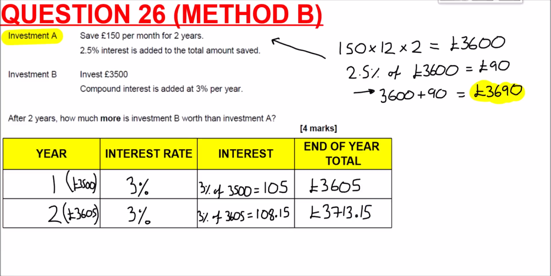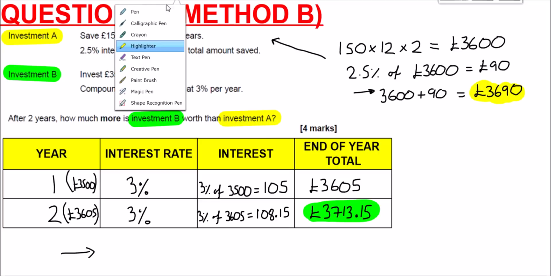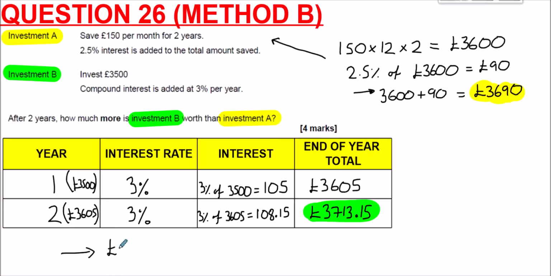And so investment B ends up being £3,713.15. The ultimate question though is, after 2 years, how much more is investment B than investment A? How much more is this one here than 3,690? We can calculate that by just doing investment B's end total, take away investment A's grand total. We'll just work out the difference between them.